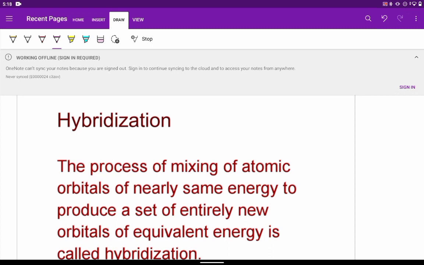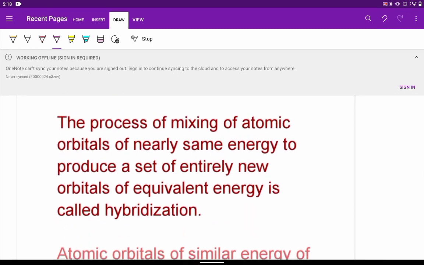Today we will be dealing with a new topic, hybridization. Hybridization is the process in which there is mixing of atomic orbitals, and needless to say, all the atomic orbitals should be of nearly the same energy, and the new orbitals which are formed are entirely new and have equivalent energy. This method is called hybridization.